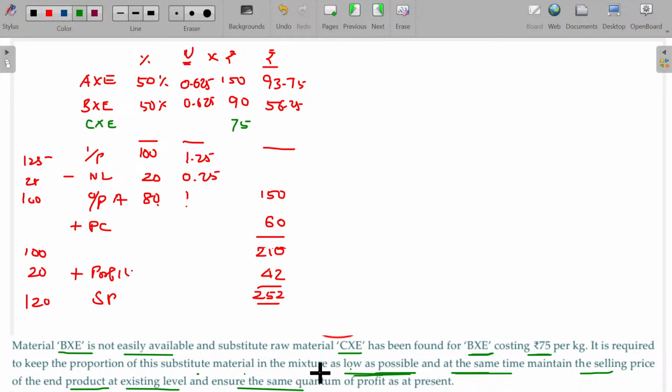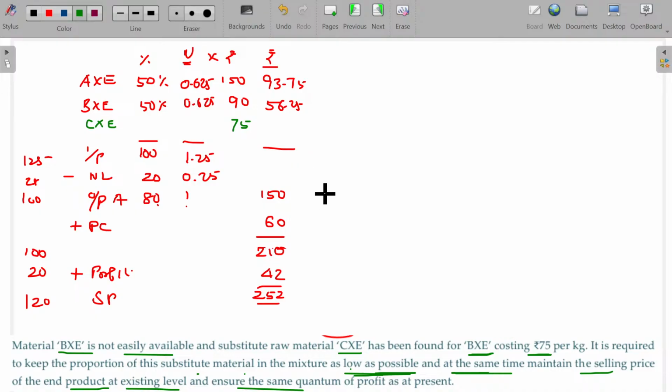So now what happens, by reducing CXC's composition, your cost may be reduced, but you are increasing the AXC's cost, so cost is increasing. Ultimately, your sale price, your profit, and cost of production should be the same. In such a way, you need to find out what is the change in the mixture.